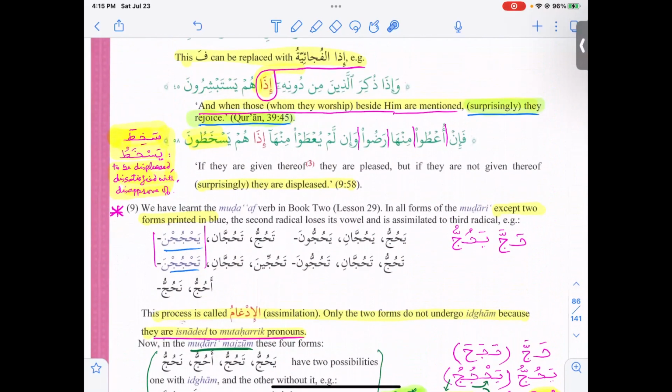Now we have learned the Mudaf in book 2, lesson 29. Yeah? Book 2, you can refer to it, my brothers and sisters. Mudaf. What is the meaning of Mudaf? I will write it down here.